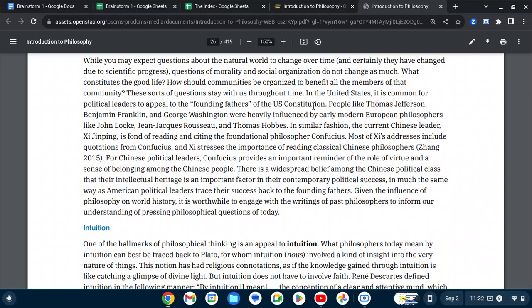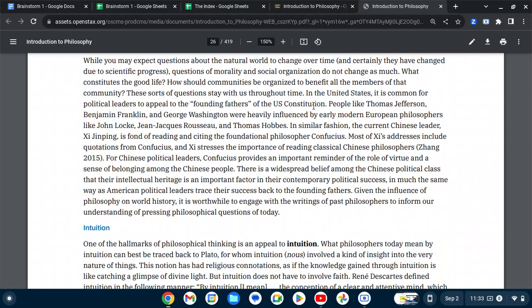What constitutes the good life? How should communities be organized to benefit all the members of that community? These sorts of questions stay with us throughout time. In the United States, it is common for political leaders to appeal to the founding fathers of the U.S. Constitution. People like Thomas Jefferson, Benjamin Franklin, and George Washington were heavily influenced by early modern European philosophers like John Locke, Jean-Jacques Rousseau, and Thomas Hobbes.